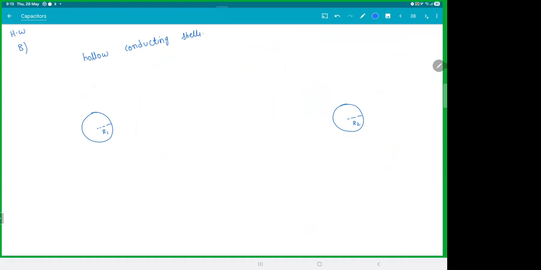So hollow conducting shells, radius R1 and R2. This thing has a charge plus Q1. This thing has a charge plus Q2. The distance between them is L. And this L is much, much greater than R1 and R2. So the shells will think they are like point charges.